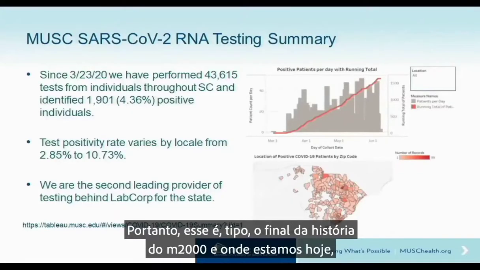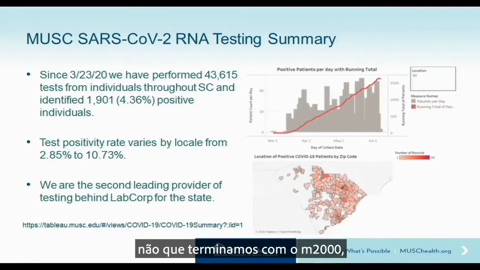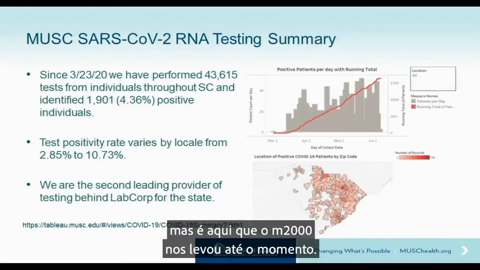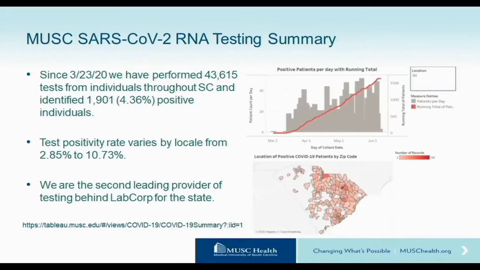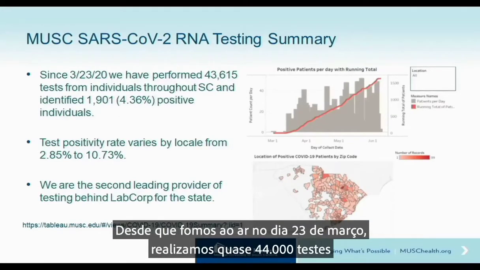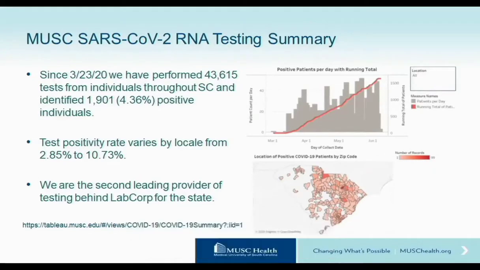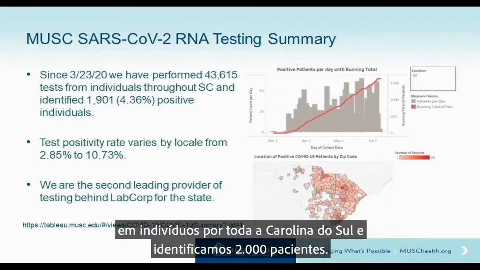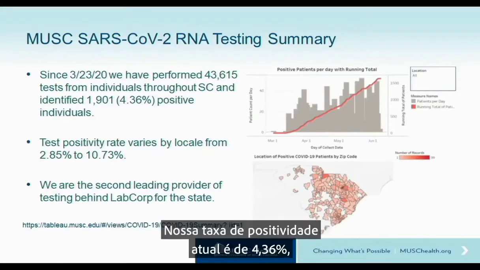So this is kind of the end of the M2000 story and where we are to date. Not that we're through with the M2000s, but this is where the M2000s have gotten us to date. Since we went live on the 23rd of March, we have performed almost 44,000 tests from individuals throughout South Carolina and identified 2,000 patients. Our current positivity rate, taking all comers, is at 4.36%.